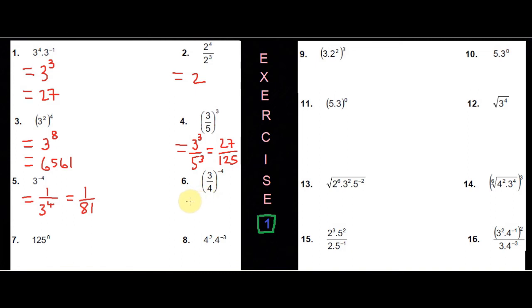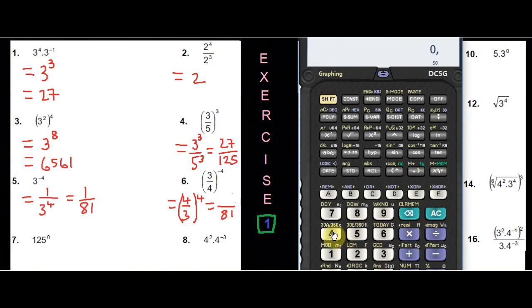We can invert the fraction here, so it's going to be 4 over 3 to the plus 4. Then 4 to the 4 is 64 over 3 to the 4, which is 81. I think the 64 here is wrong. We can just check what 4 to the 4 is. 2, 5, 6.